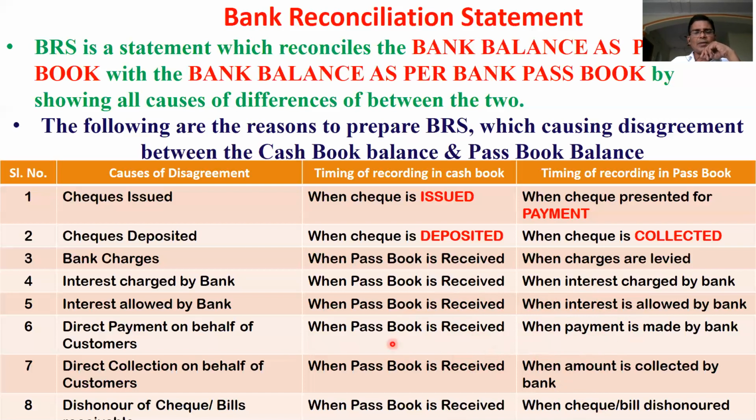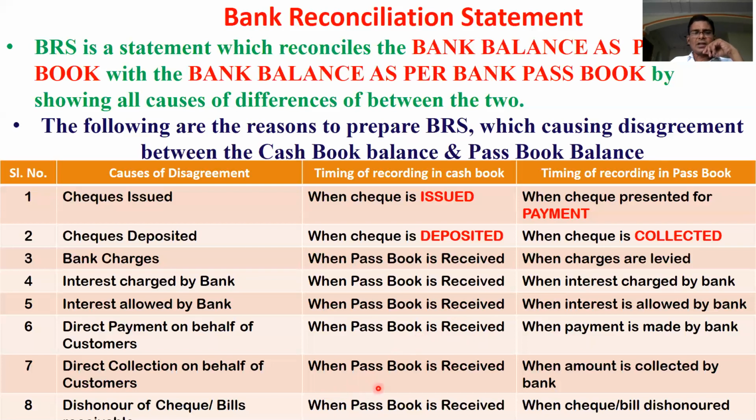Direct payment on behalf of customers. Usually we give standing instructions to the bankers to pay certain payments on our behalf, for example a quarterly premium payment, which we may instruct the banker to pay directly. Like that, there may be some standing instructions for payments. Automatically, when the date comes, the banker is going to debit the same. So the bank balance in the passbook is different from our cash book balance.